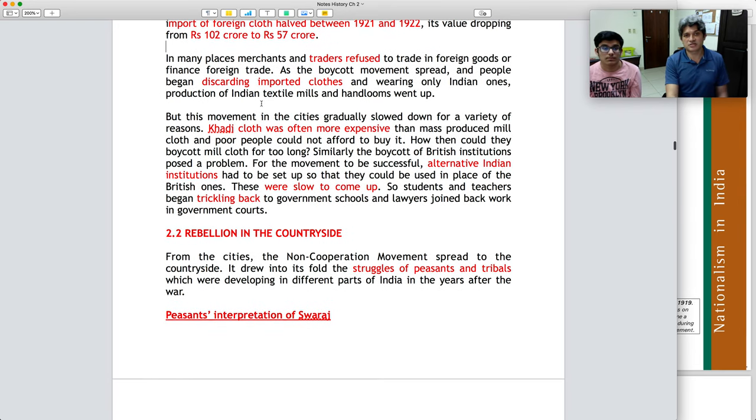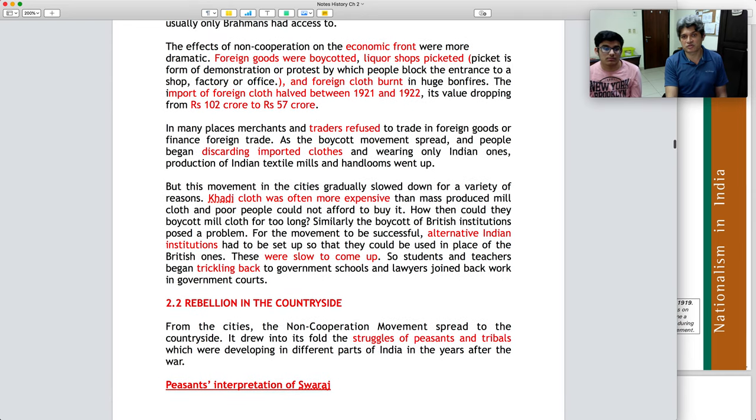In many places, merchants and traders refused to trade in foreign goods. Now, why merchants and traders? When the First World War ended, people needed goods, and all these merchants benefited from the shortage of supply of goods across the world. But if the Indian businessmen saw that people were buying foreign goods and they could not benefit from it, they also jumped into the movement. Traders refused to trade in foreign goods or finance foreign trade.